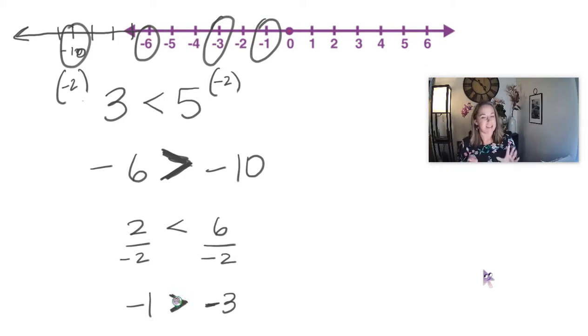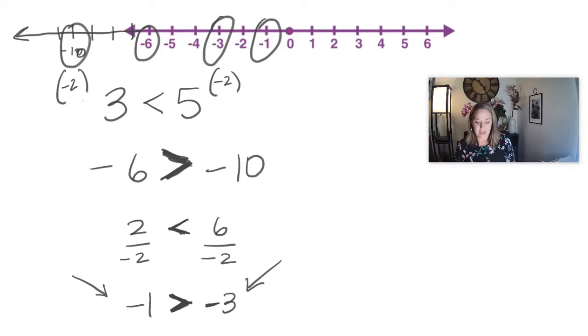Okay, we know that when you're doing negatives, it's weird because in our brains, I think we want to think that negative 3 is bigger because 3 is bigger than 1. But if you think of debt, I would rather owe someone $1 than owe someone $3. So negative 1 is definitely bigger. And do you see how this just proves right away that we have to flip the symbol when we're dividing or multiplying by a negative? We have to keep it a true statement.